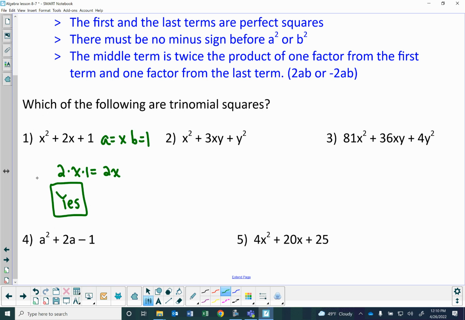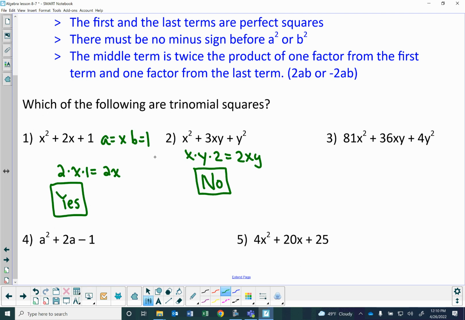x squared plus 3xy plus y squared. My first term is a perfect square. My last term is a perfect square. Is my middle term one of the factors from my first term and one of my factors from my last term multiplied by 2? No, because my first term is x, my last term is y. If I multiply that by 2, I get 2xy, and I have a 3xy in the middle, so this is not. The middle term should be 2xy, not 3xy, therefore that is not a trinomial square.